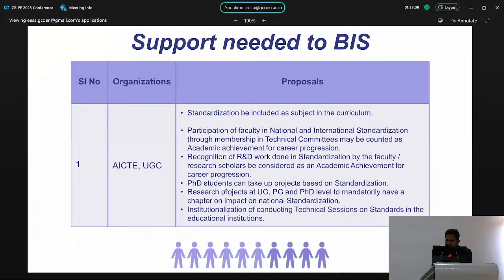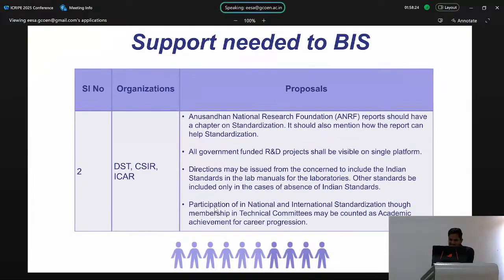Now, the next one is participation in national and international standardization through membership in technical committees. That is the same. These research organizations, we expect them to participate in standardization. We expect them to have reference to the Indian standards in their laboratories and to participate in formulation of the national and international standards by making themselves members in our technical committees.